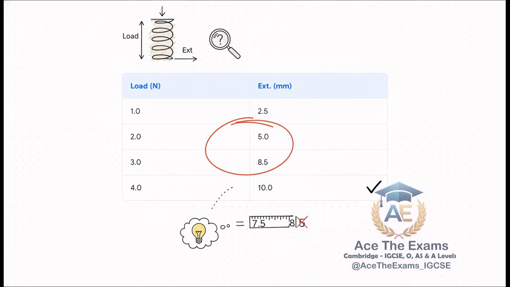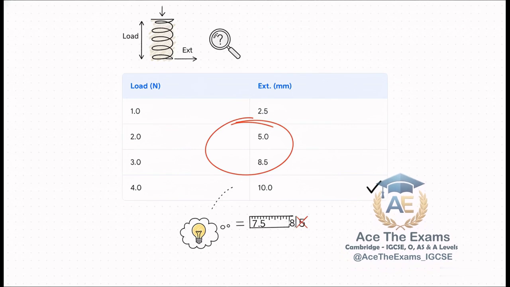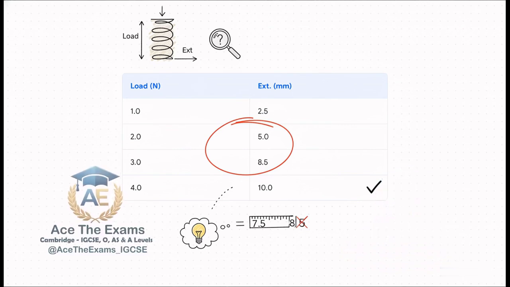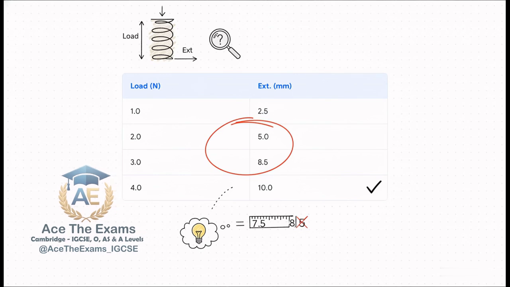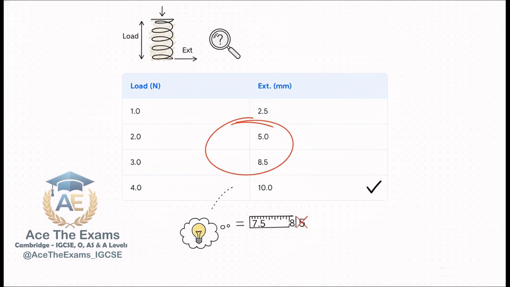Now, the limit of proportionality hasn't actually been exceeded yet, because if you look at 4 newtons, we hit 10.0, which lines up perfectly with our 2.5 multiplier. Therefore, that 8.5 is a pure experimental error. Identifying this on the fly is exactly how you secure those heavy data analysis marks.